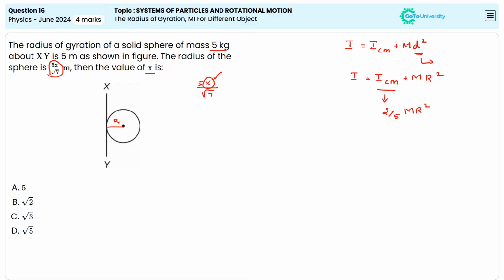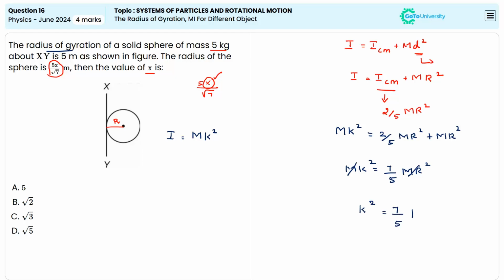But here the question is related to the radius of gyration. It's known that the moment of inertia is equal to m times k square. So we can rearrange the equation as m k square is equal to 2 over 5 m r square plus m r square. When we simplify, we get 7 over 5 m r square is equal to m k square. Cancelling the similar term, we have k square is equal to 7 over 5 r square.